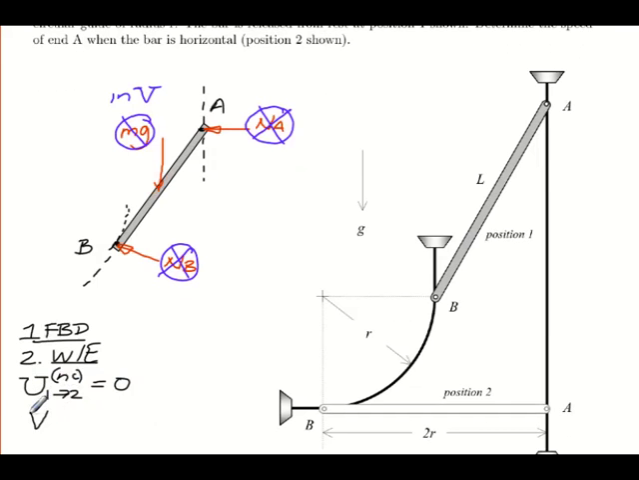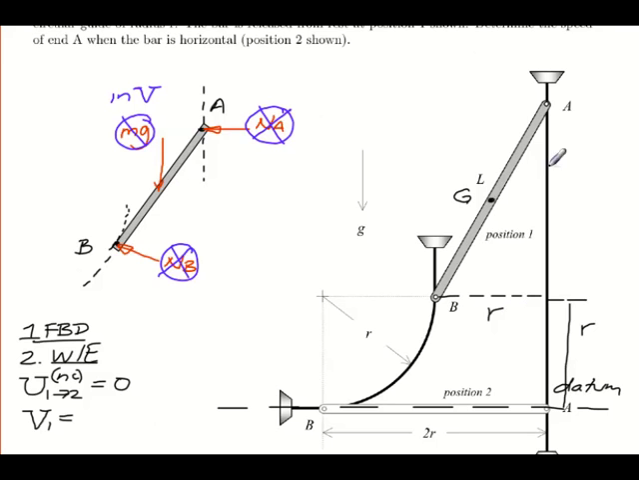Let's write down potential for 1. What I'm going to do is put my datum line right here. So the datum is where the bar is at position 2. So the potential for the bar, that's the distance up here to G, is going to be this distance of R. This distance across is R. So what we have here is probably an angle we need to figure out. So I'll call this a theta.